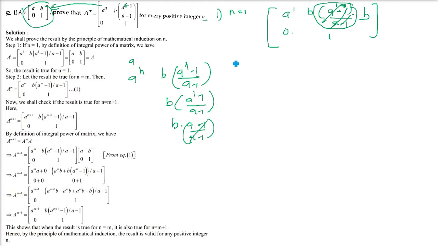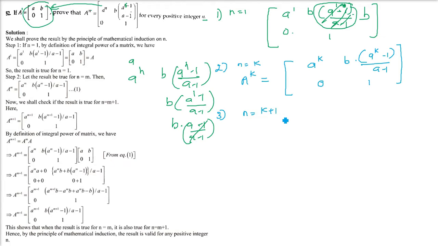Now, let us assume, as we did in the previous question, let us assume this is true for n equals k. Okay. So this is a raised k, and we assume it to be true. So this is a raised k, b into a raised k minus 1 divided by a minus 1 and 0, 1. So we assume that this is true, and using this, if we can prove that this is true for n equals k plus 1, this will be true for every positive integer n.